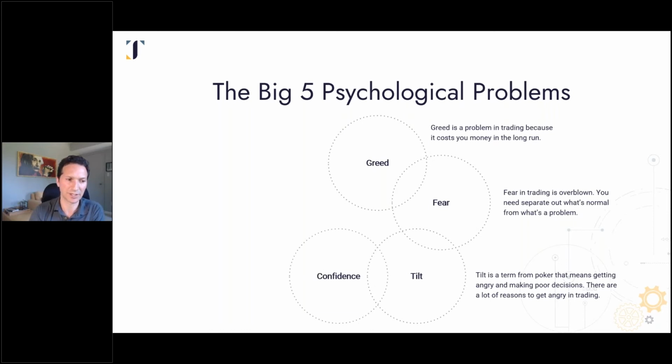All right, the next category here is confidence. Now, confidence in trading, I think in general, especially in Western society, confidence has not been very well understood. On the one hand, people say you have to have confidence to be successful. You have to believe in yourself and all this stuff. And it's like, well, that's actually not true.